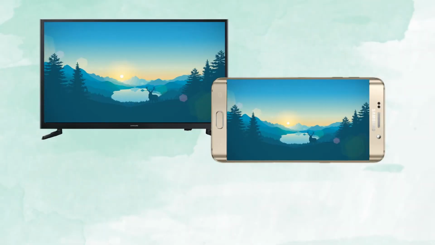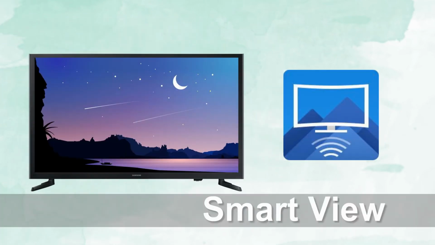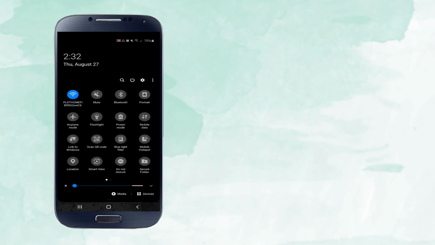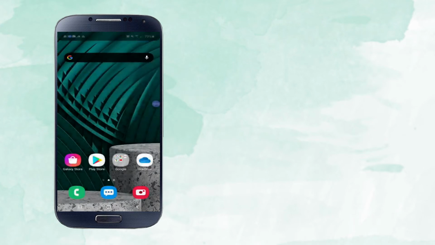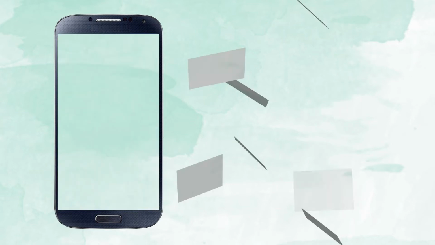In today's video, we will learn the practical ways to mirror Samsung phone to TV. First way is through Smart View. Swipe down on your Samsung phone screen to show the quick settings panel and look for the Smart View option. Tap it to start the mirroring process.